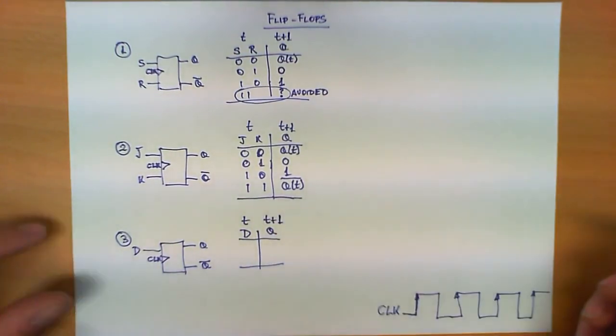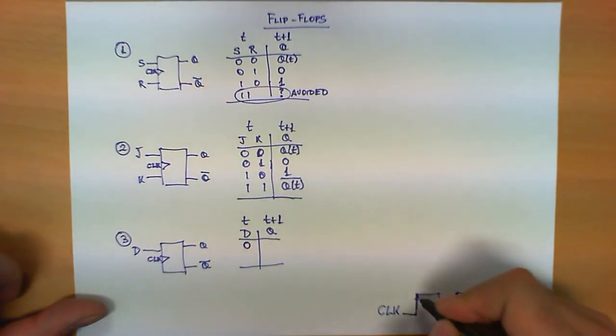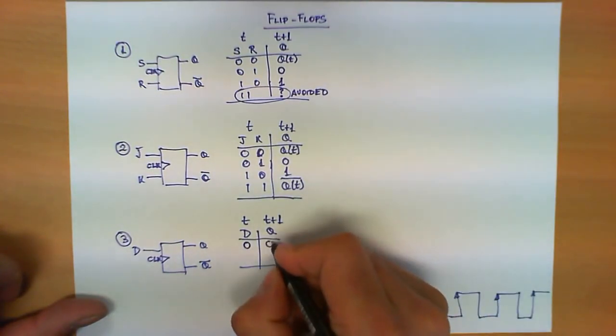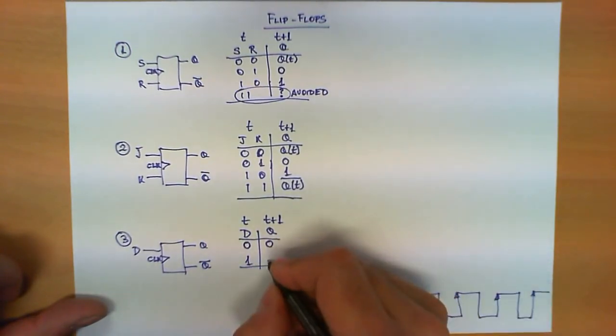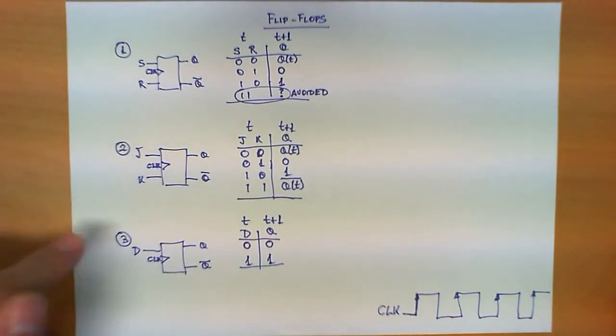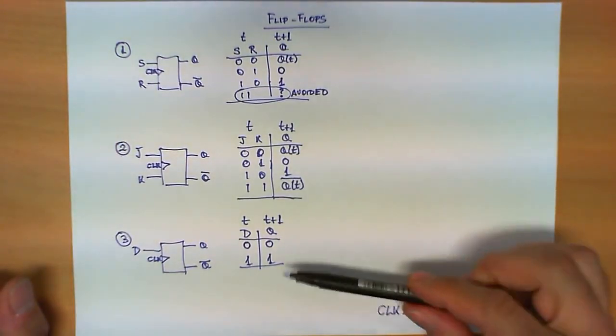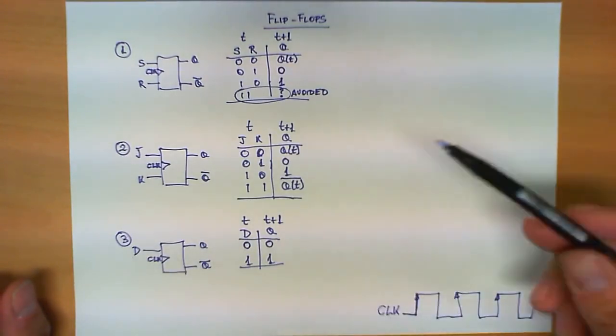And this is the simplest of all transition tables. When D is 0 and the next raising edge comes, Q will become 0, and when D is 1 and the next edge comes, Q becomes 1. Now out of these three, clearly the easiest one to remember is this one, because we can say that in the D flip-flop the output follows the input whenever the clock ticks.